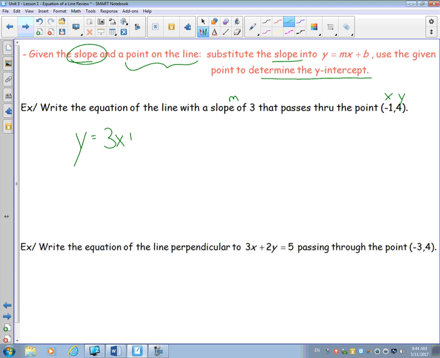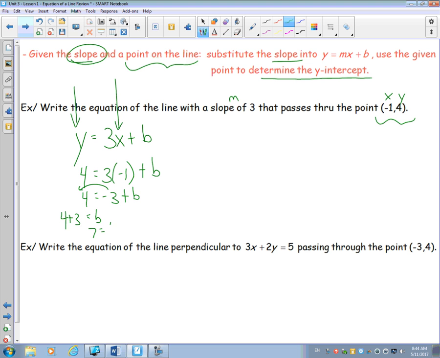I know m is 3, but I don't know b. I can find b, however, if I can fill in these numbers, which I know because I was given a point. Y is 4, x is -1. All I'm missing is b. Let's solve for it. We'll get rid of our brackets. We'll rearrange. We'll bring the 3 over here, so it becomes a +3. And now b is 7. So my equation is y equals 3x plus 7. Done. Okay, you guys can try the next one again.